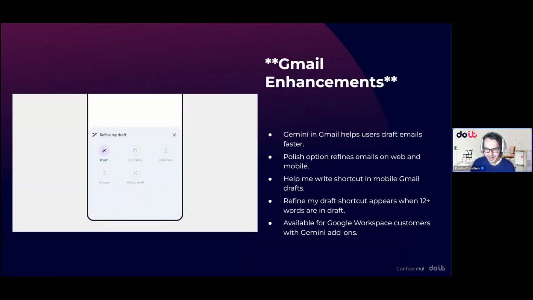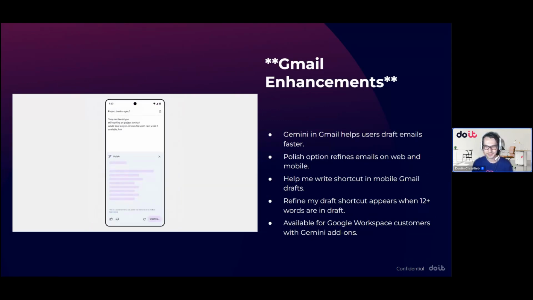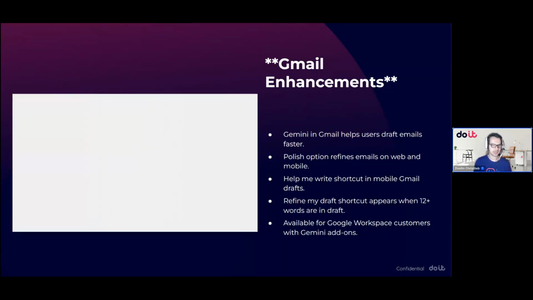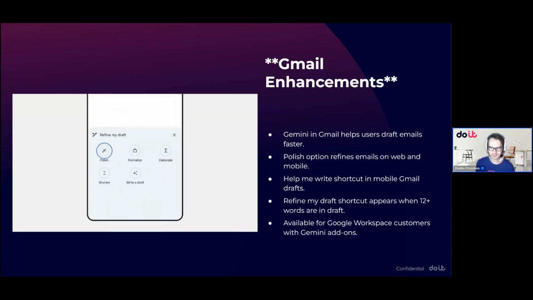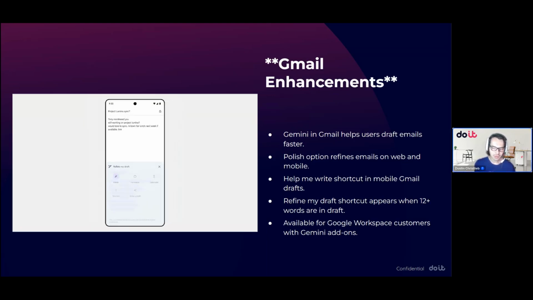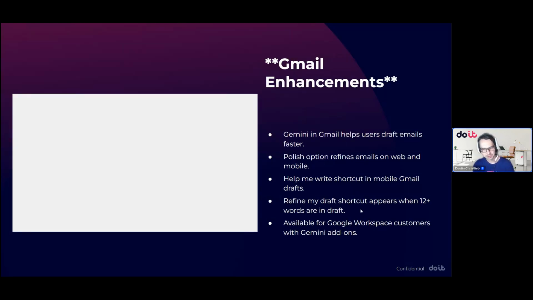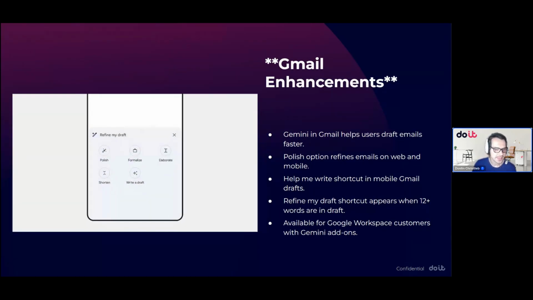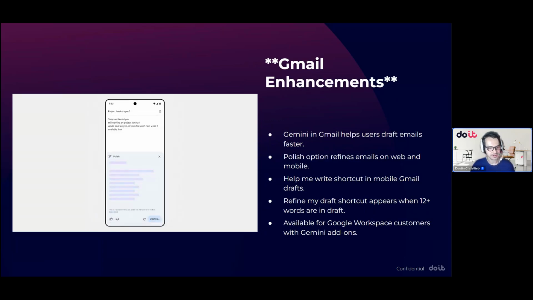Some further Gmail enhancements as well for mobile devices. So Gemini allows you to be able to craft emails a little bit faster and be able to polish them as well. So this extends from both the web as well as now on mobile devices. We're also going to see some changes where Gemini will offer to refine your draft after you've put in at least 12 words inside of that draft. And we can kind of see what that looks like with the screen capture on the left-hand side here.